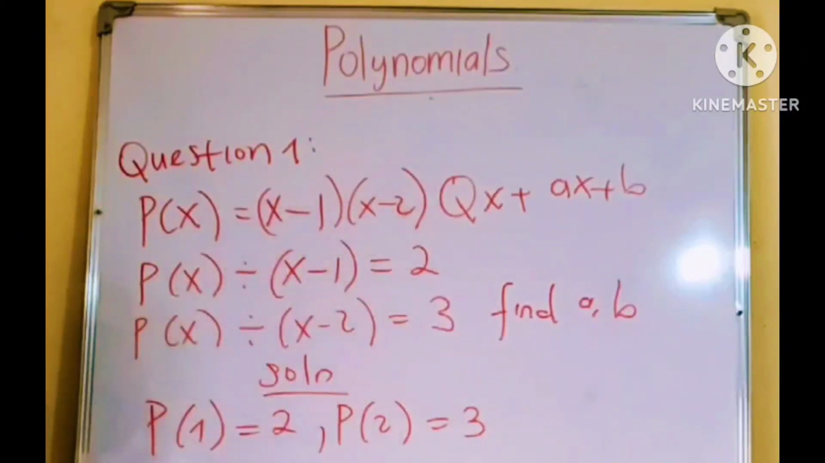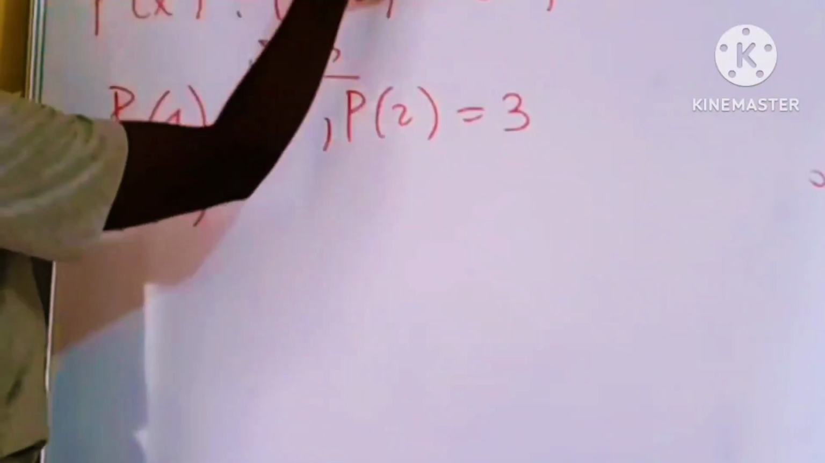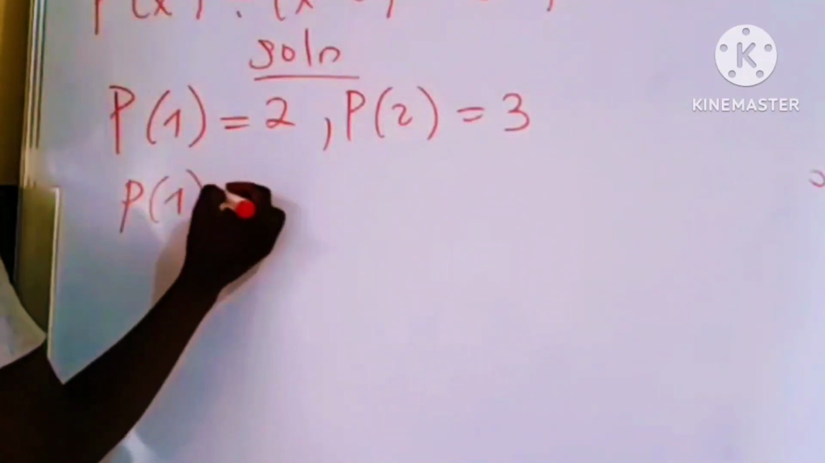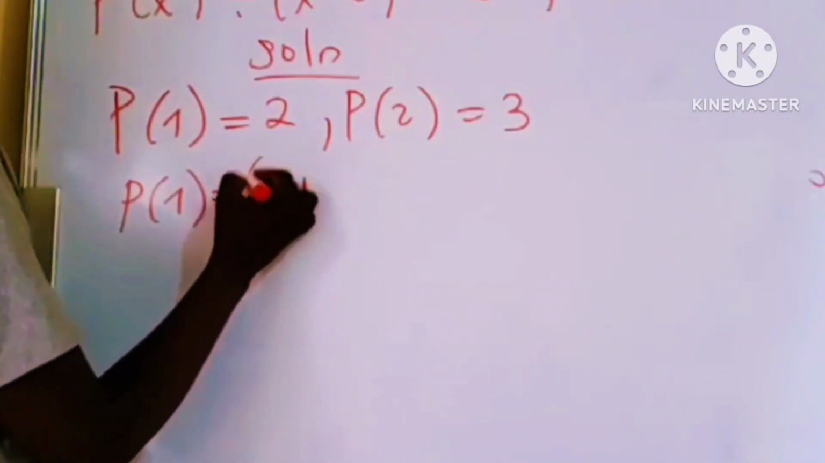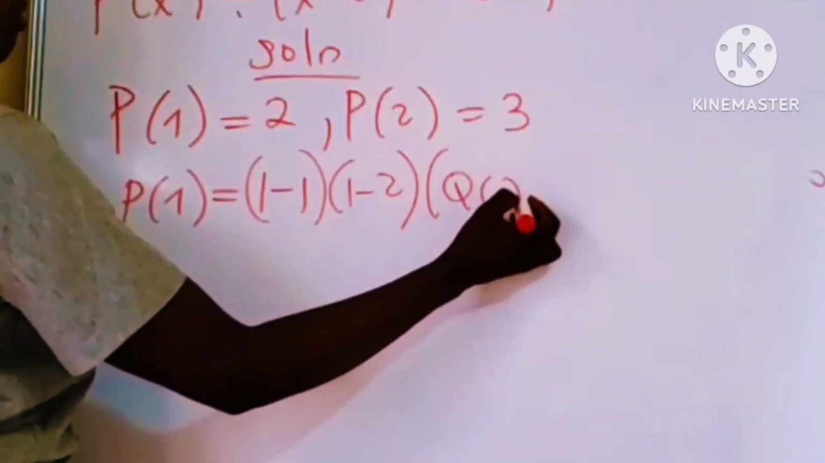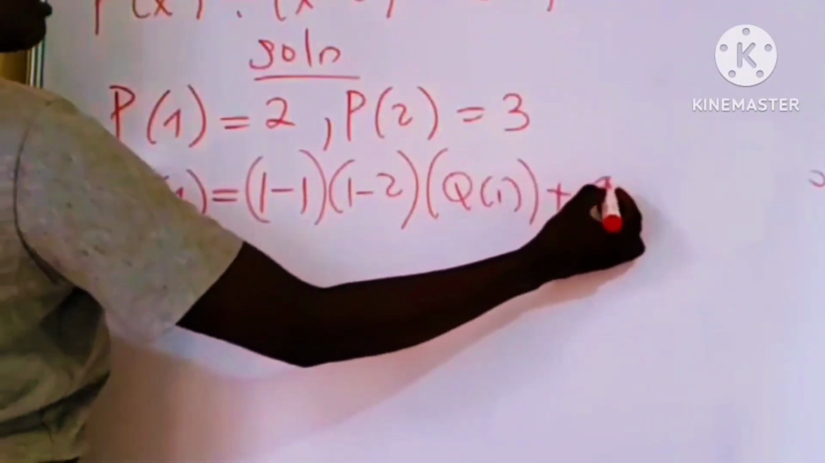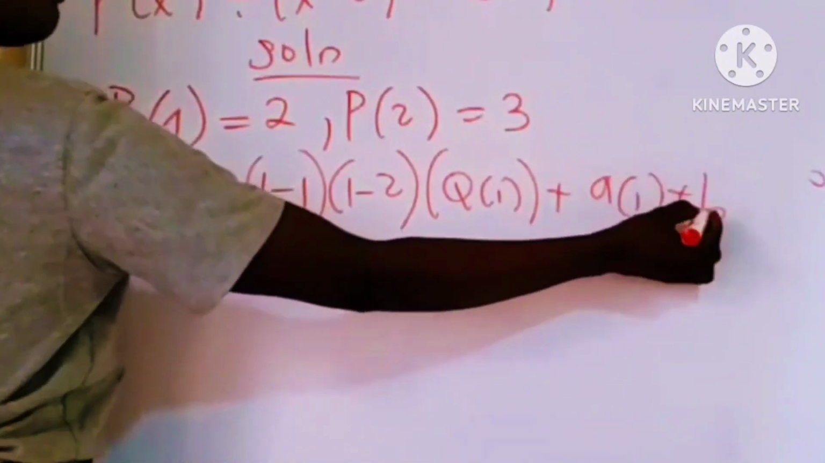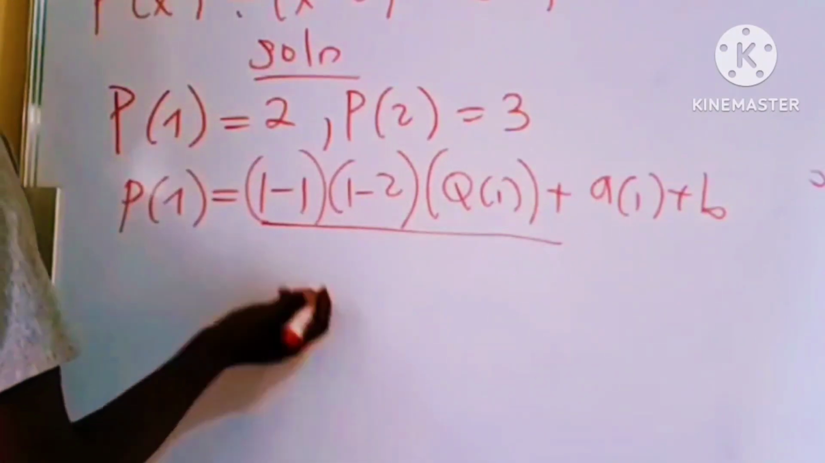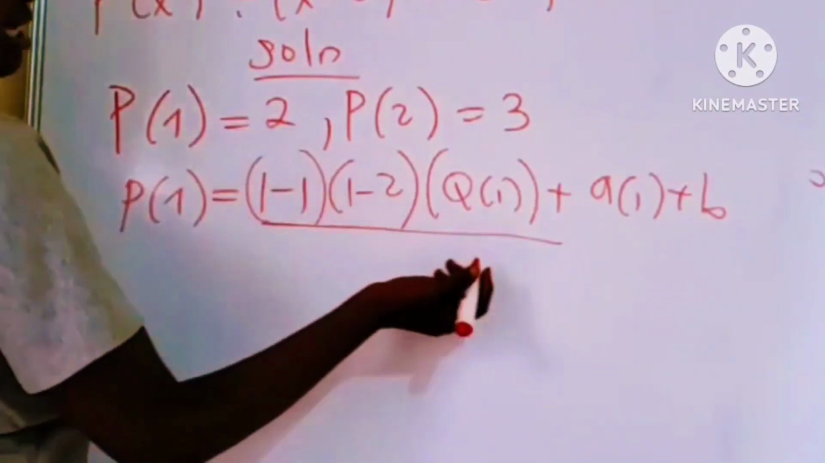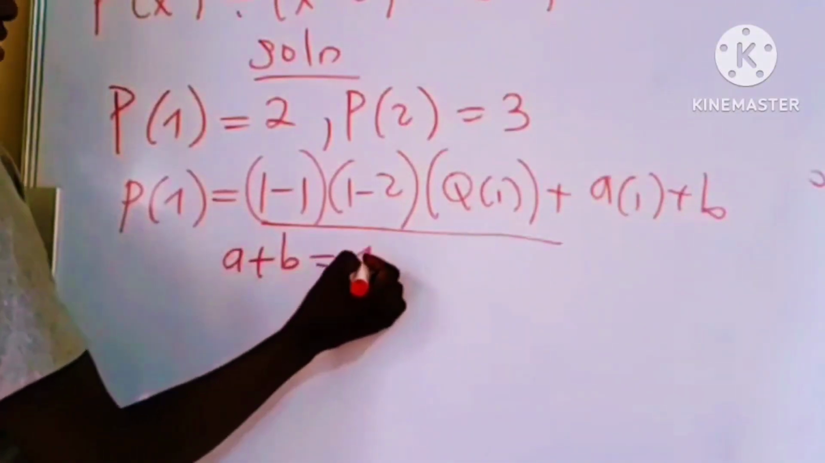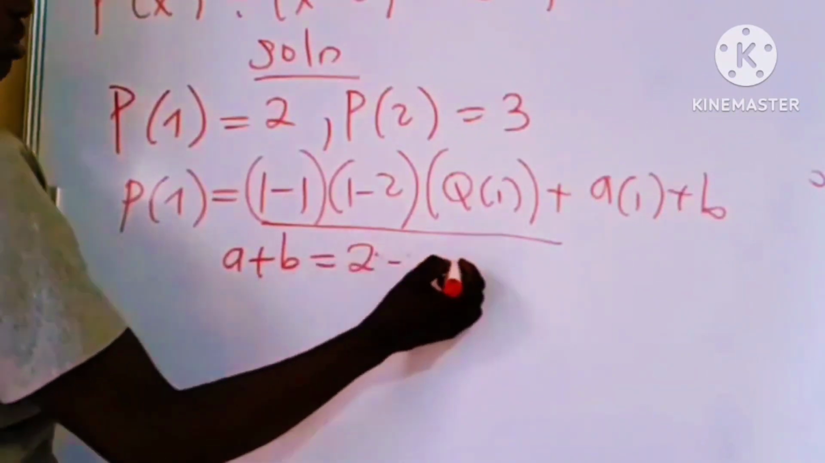So let's do P of 1. P of 1 means that wherever we find x in our polynomial, we replace it with 1. So that will give us 1 minus 1 into 1 minus 2 into Q of 1 plus A into 1 plus B. 1 minus 1 is 0, means that all of this boils down to 0. But we know that P of 1 is equal to 2, indicating that what's left? A plus B. A plus B is equal to 2.